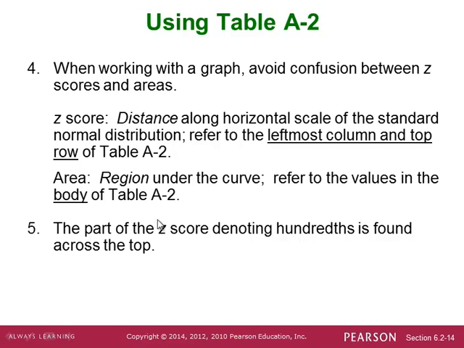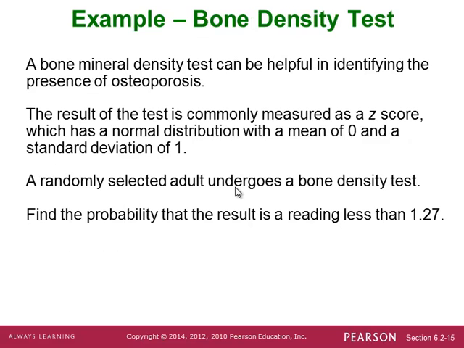But the area is the area under the curve between the given 2 z-scores, or to the left of that 1 z-score. Okay? So let's take a look at an example so we can get a good feeling for how to look up probability for the standard normal distribution.